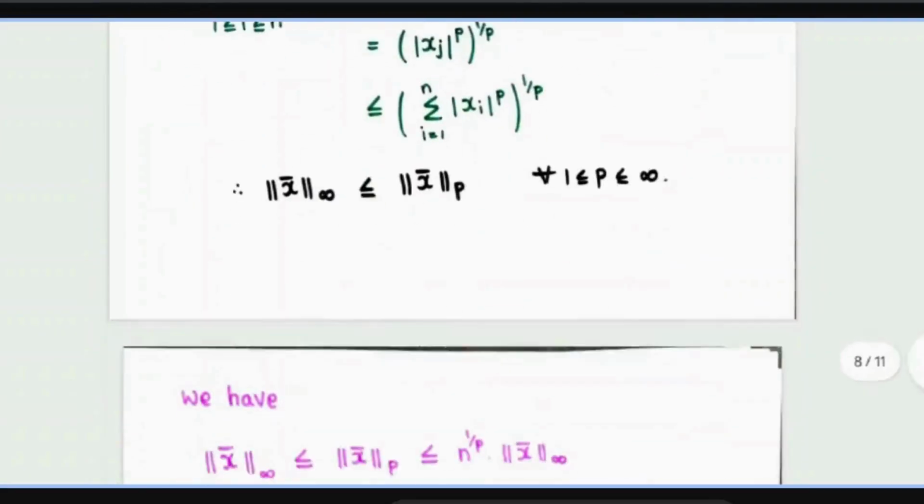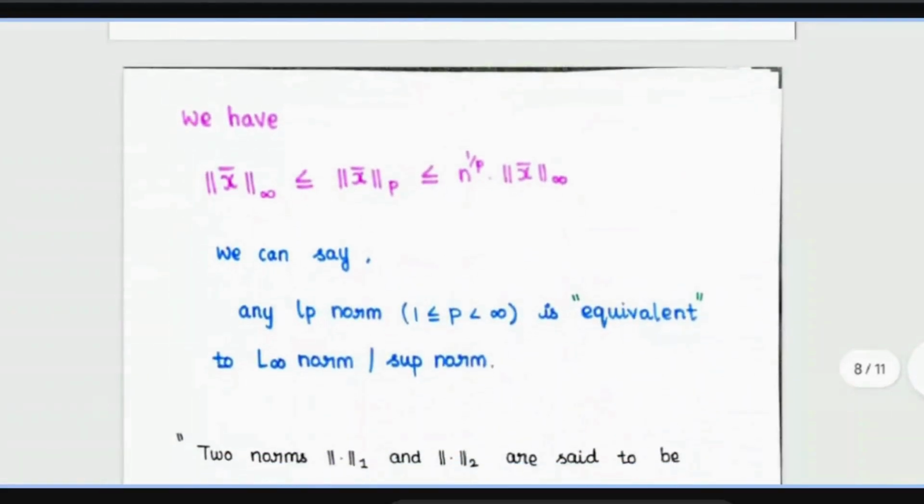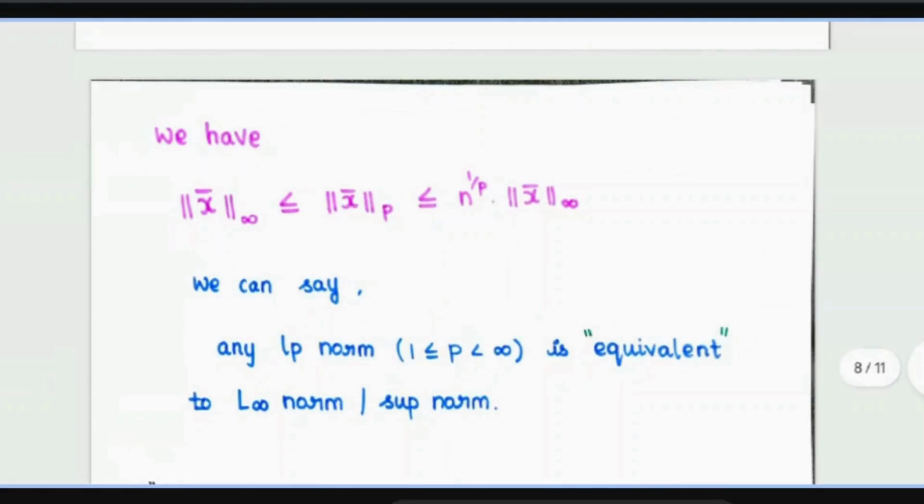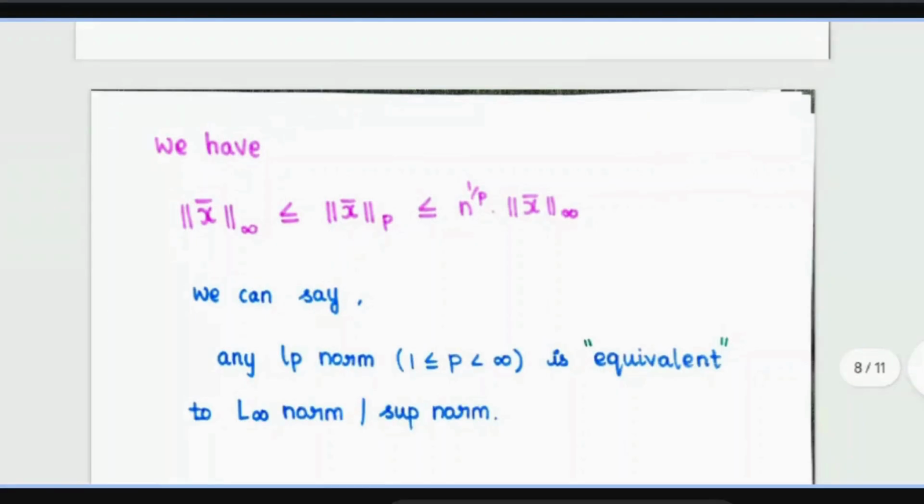So now we get the inequality like this: L infinity norm of x bar is less than or equal to Lp norm of x bar, which is less than or equal to n power 1 by p times L infinity norm of x bar. So we can conclude that we can estimate any Lp norm in terms of L infinity norm. So we can say any Lp norm is equivalent to the L infinity norm, or sup norm.